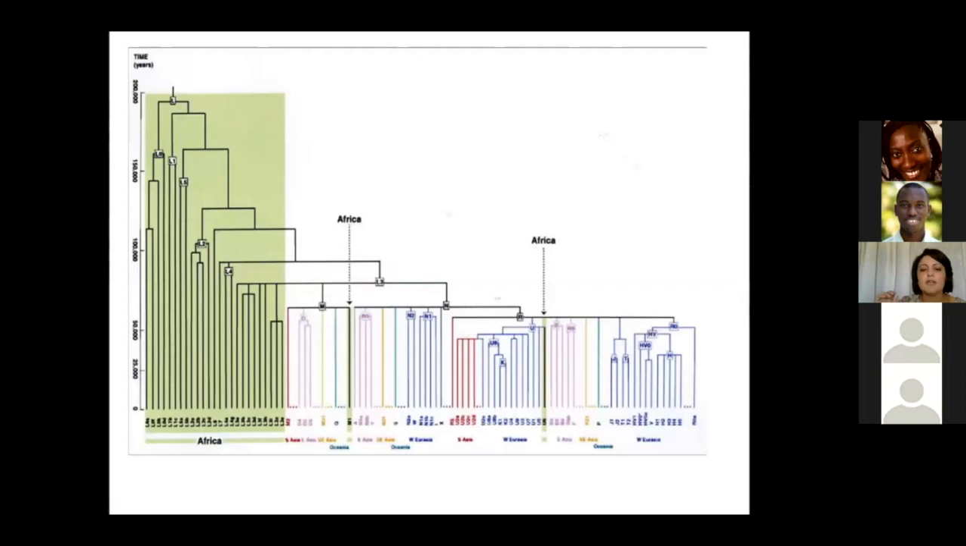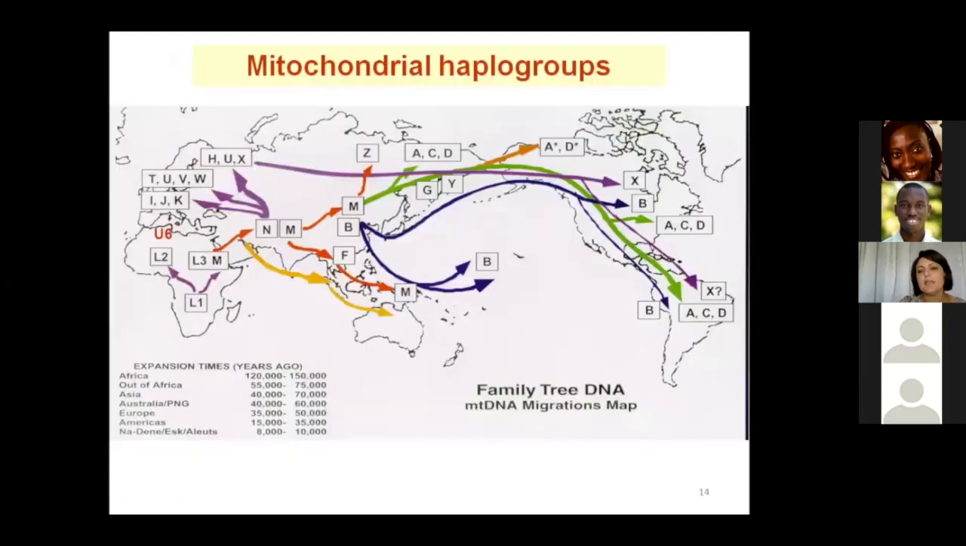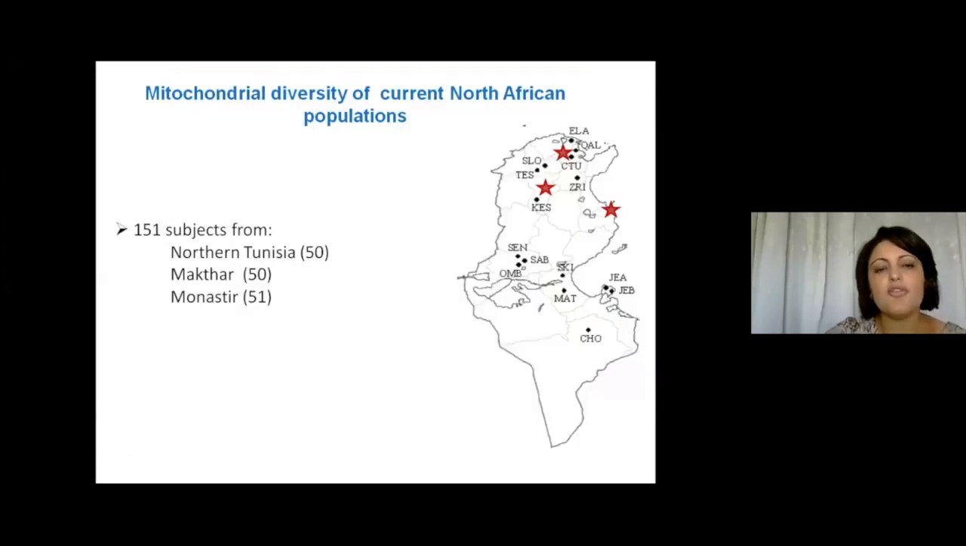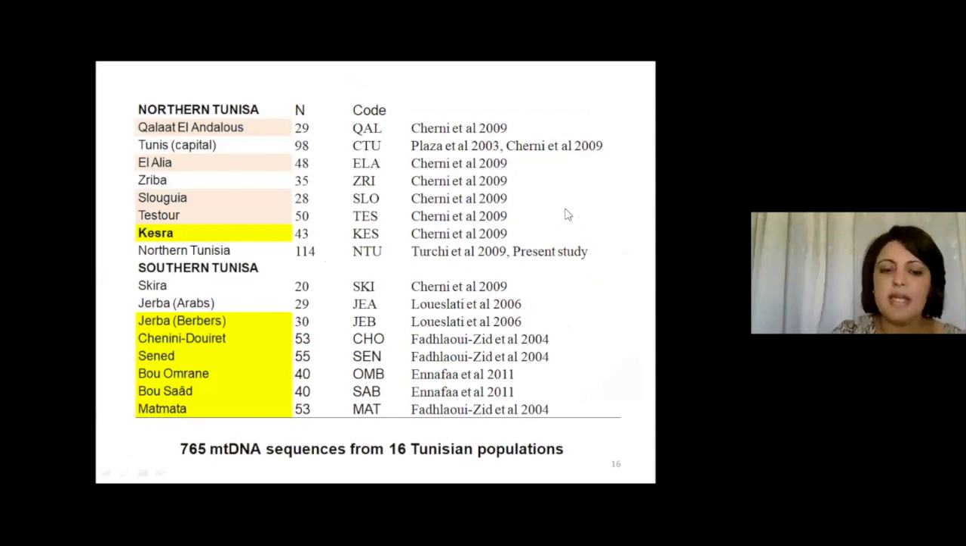The majority of mitochondrial DNA haplogroups are specific to continents. Here, for example, you can see haplogroups L0 to L3 or others, L6, L7, that originated from Africa. Consequently, mitochondrial DNA is a powerful tool to study the settlement of regions and to draw migratory waves. For our study, we sequenced mitochondrial DNA from more than 150 individuals from northern Tunisia and from other regions located here in red stars. We also collected more than 765 mitochondrial DNA sequences from 16 Tunisian populations from the literature.